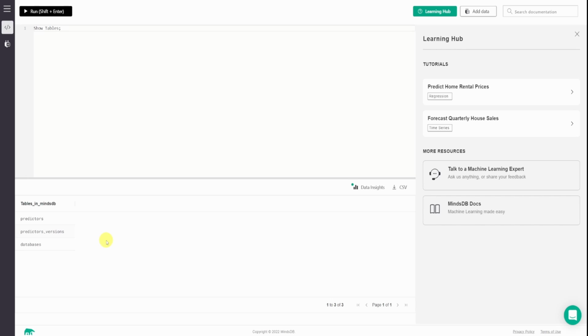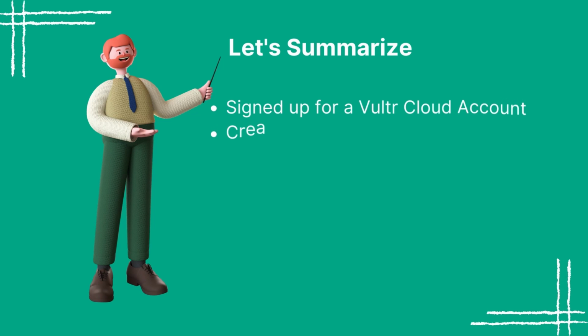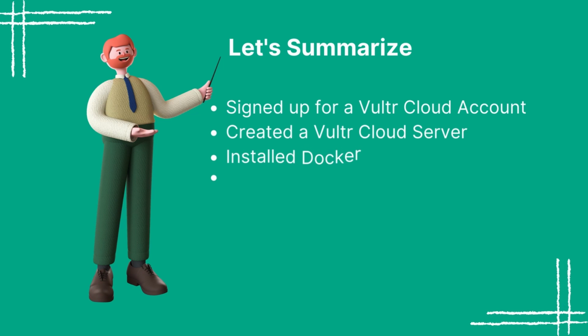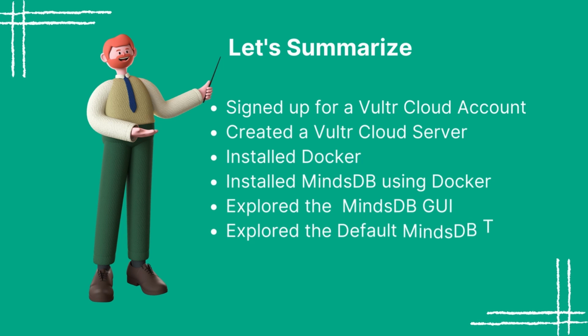And then the third and the last one is the databases table. What the databases table does is it contains the list of all the databases that are connected with the MindsDB instance. So that's all. We have explored the MindsDB GUI and we got to know what the default tables present are. So it's time to summarize what we did in this video. Initially we created a Vultr Cloud account. Then we created a Vultr Cloud server. We installed Docker inside the server. Then we installed MindsDB using Docker. Then we explored the MindsDB GUI. And finally, we explored the default tables present in MindsDB when we launch the instance for the first time.